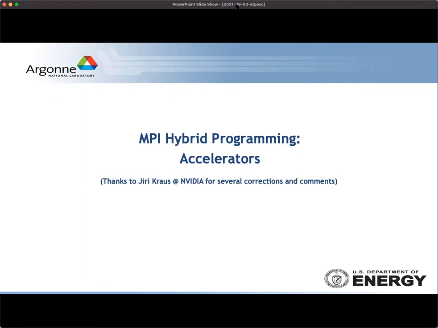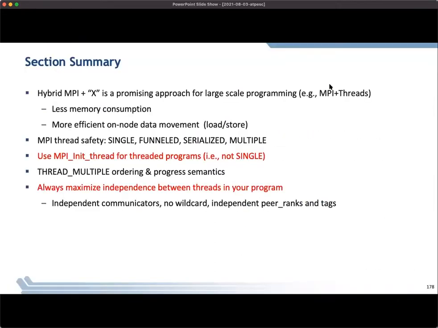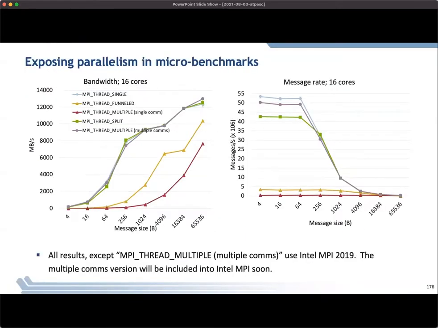The plot shows MPI thread performs better. Okay, which one are you referring to, this one? Yeah. So this figure is actually, if you look at the numbers here, this light blue line is thread single, meaning no threads. This is actually the best performance if you look at the message rate and also the bandwidth. It's almost the best performance.